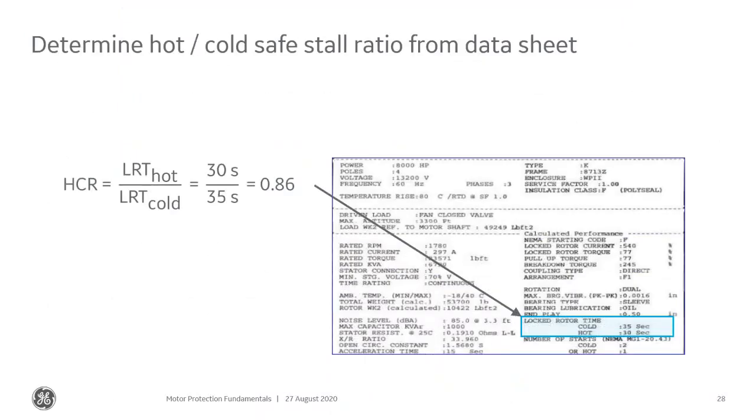But to determine the hot-cold safe stall ratio from the data sheet, or the HCR, what you're going to look at is the locked rotor time hot and the locked rotor time cold, and that is what usually shows up on your data sheet. So here it's 35 seconds cold, 30 seconds hot, so that's 30 divided by 35, or 0.86, would be the setting that you put into the relay.